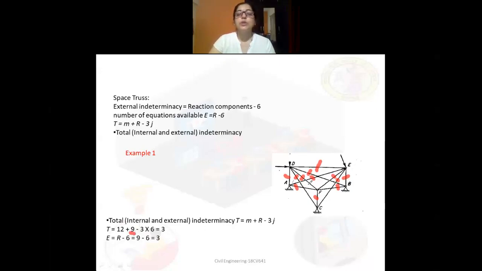Then minus 3 into number of joints: 1, 2, 3, 4, 5, 6 joints are there. So 3 into 6, that is 18. So E is equal to R minus 6. Reaction is 9 minus 6, that is equal to 3.